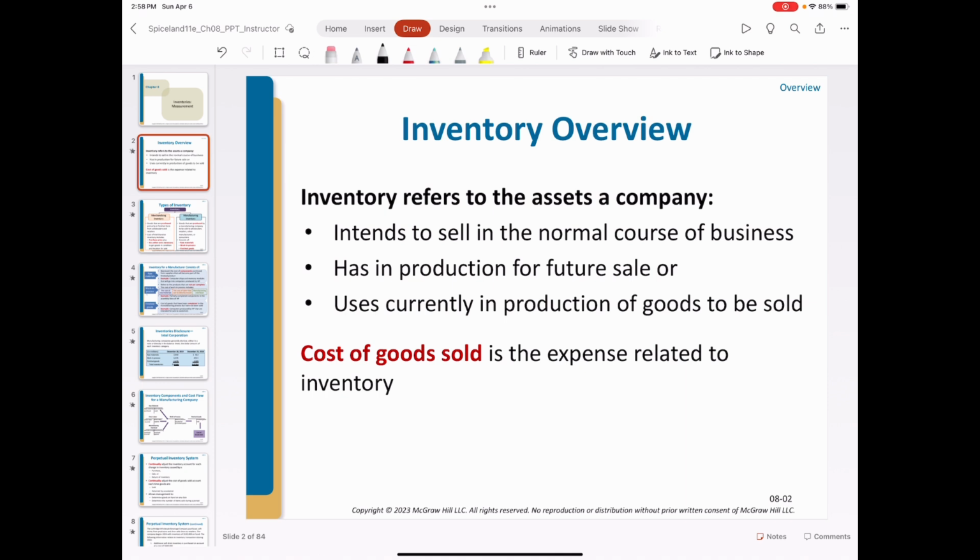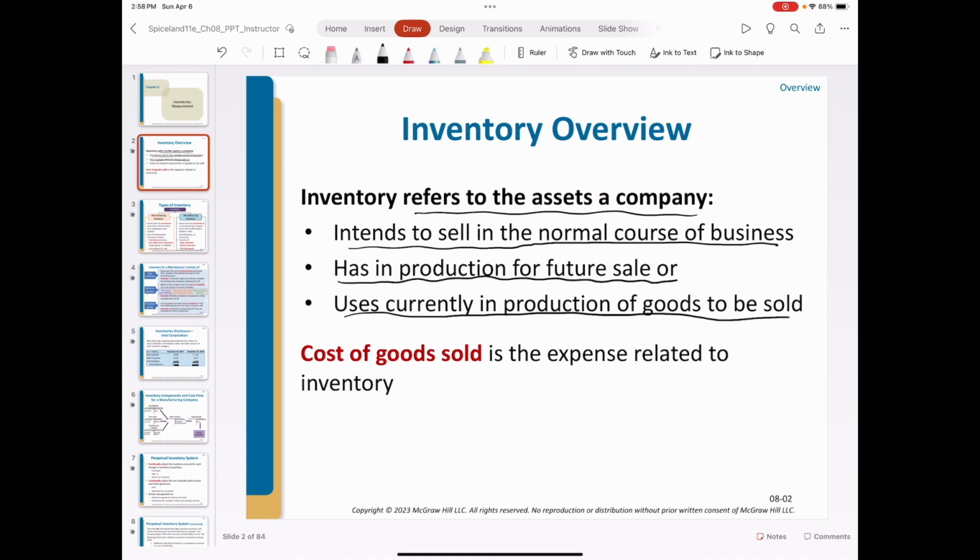The definition of inventory refers to the assets a company intends to sell in the normal course of business, also held in production for future sales or used currently in production for goods to be sold. The purpose of a company holding inventory is either for production or for sale. But production finally is also for sale. So the ultimate purpose of inventory is for sale.